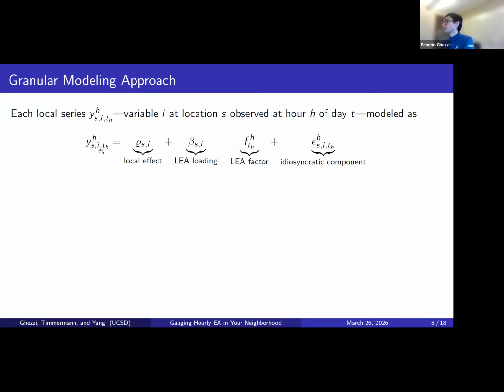So we decompose each of these series into two terms. You can think the first term is what we relate to economic activity, and it is driven by this common factor. This LEA factor is our local economic activity component. And then the second component that we have in the series is an idiosyncratic component, okay? So that decomposes this observable series into two components, one related to economic activity and one not related to it.